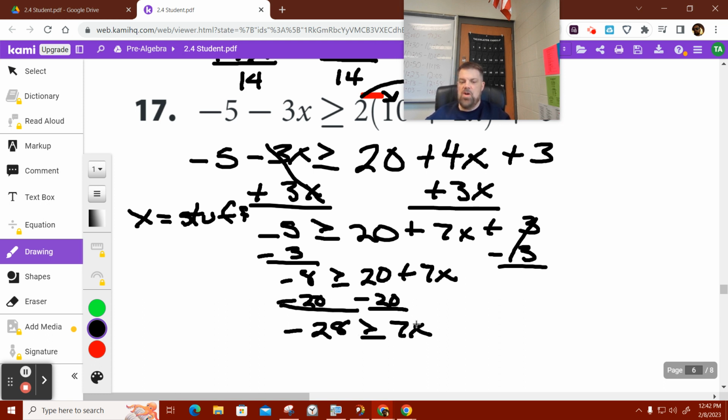Okay, you're up next, purple hat. What do I do to get x all by its lonesome? And whatever I do on one side, I've got to do to the other. I don't have a nickname for you yet. What do I do next? What's negative 28 divided by 7?